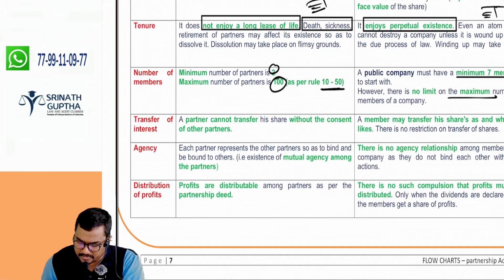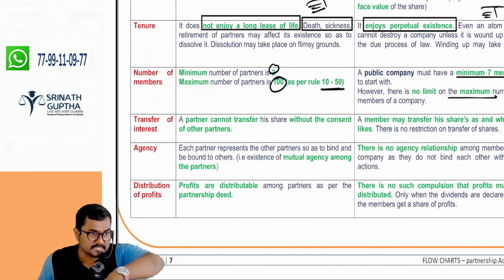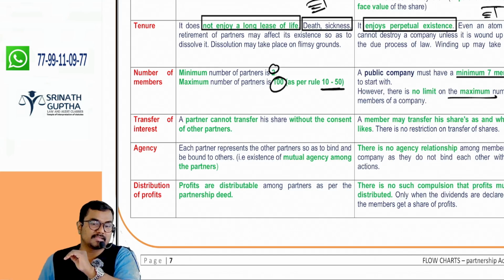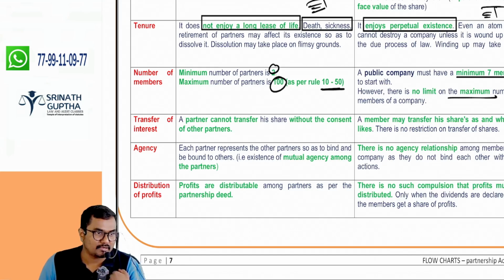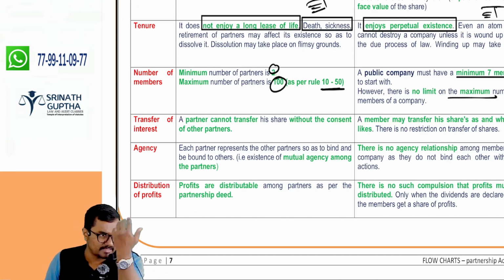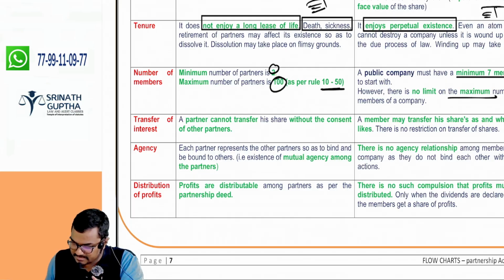And transfer of interest. A partner cannot transfer his share to someone without the consent of all other partners. Rajni, SG and Sahiti are partners. I want to sell my share to Gopal. I can't sell unless these two partners agree. But in case of company, 1 lakh shareholders are there. I want to sell my share. Will I ask all other shareholders? Just like that, I can sell.